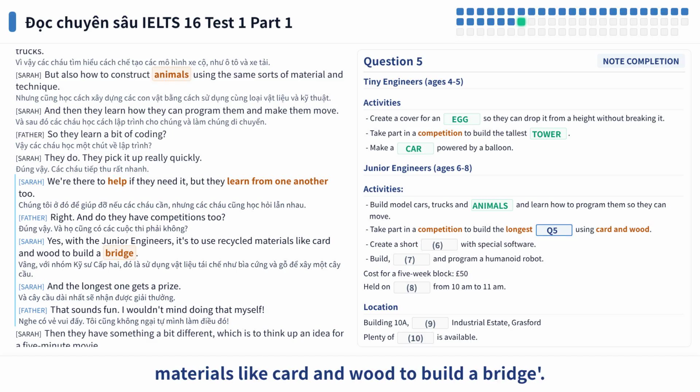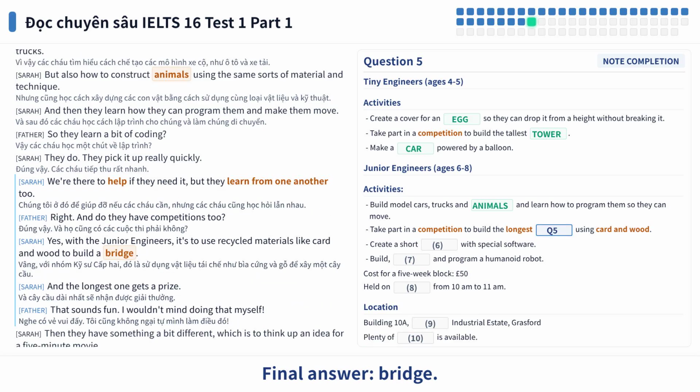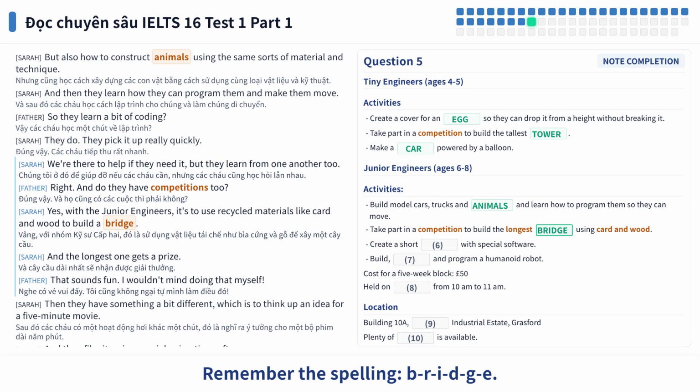Question 5 is in the junior engineers section. We need to fill in the longest thing they build using card and wood. The clue words are build the longest and using card and wood. This tells us to find the longest thing made from these materials.